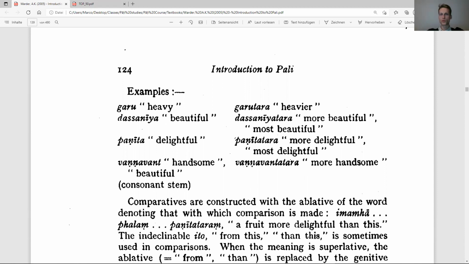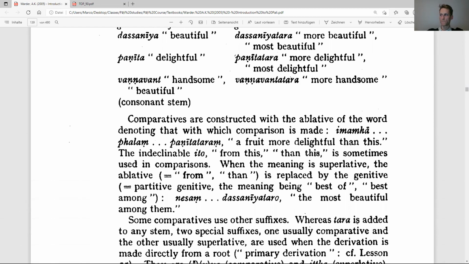Now comparatives are construed with the ablative of the word denoting that with which comparison is made. For example, imamha phalam panitataram, a fruit more delightful than this, imamha. So here the ablative. When the meaning is superlative, the ablative from or than is replaced by the genitive, meaning a partitive genitive, best of or among. Nesam dassaniyataro, the most beautiful among them, nesam, genitive here.